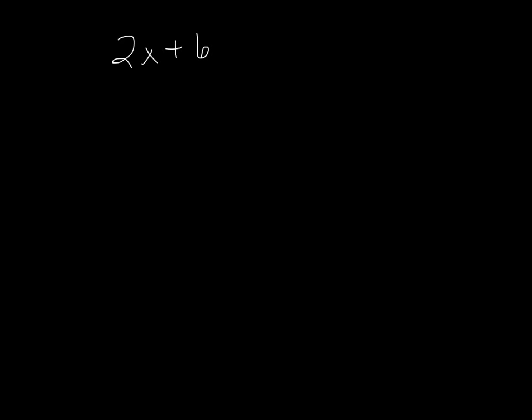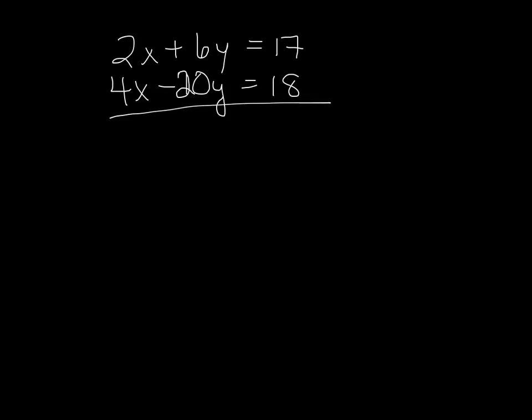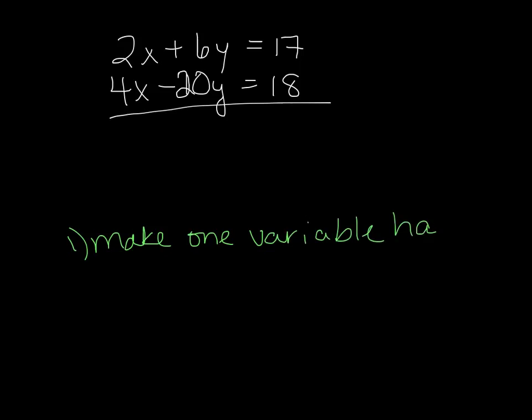2x plus 6y equals 17. 4x minus 20y equals 18. So our goal with the elimination method is to make one variable, so either the x's or the y's, have the same coefficient but with different signs.